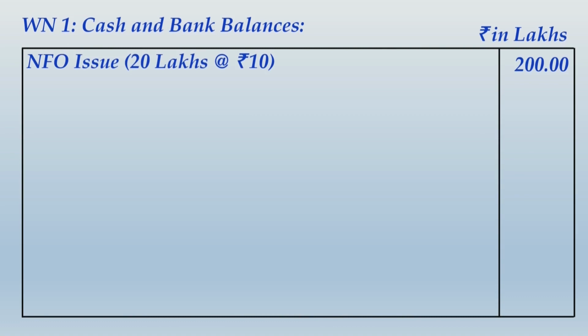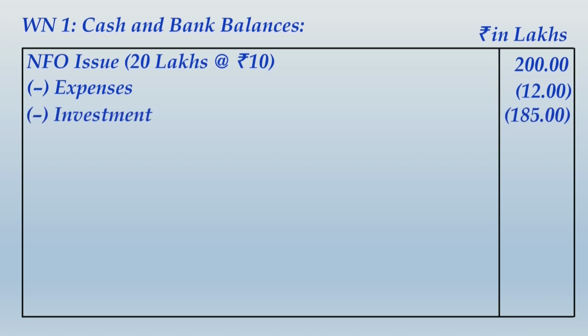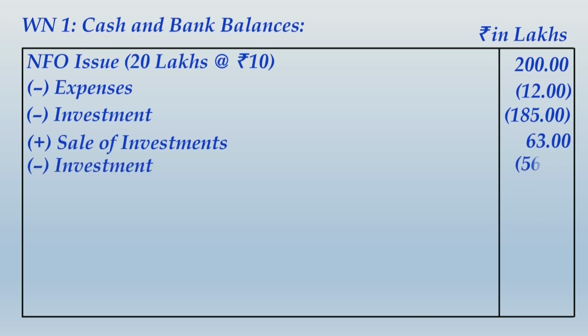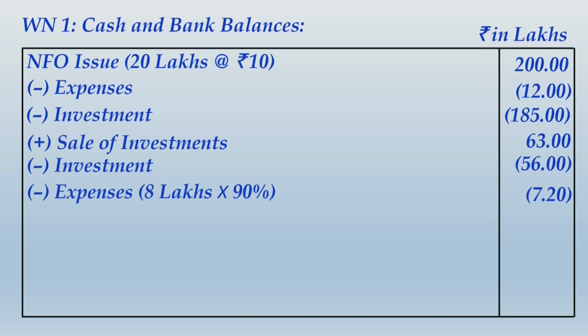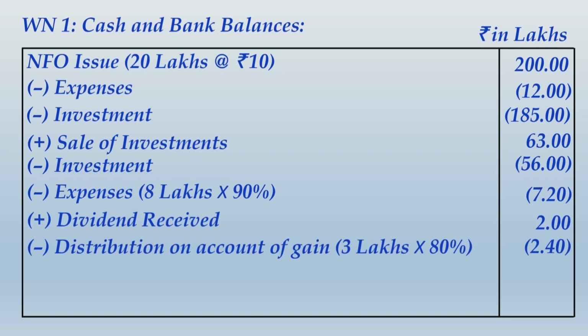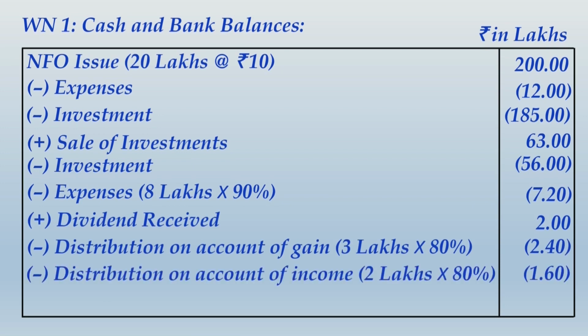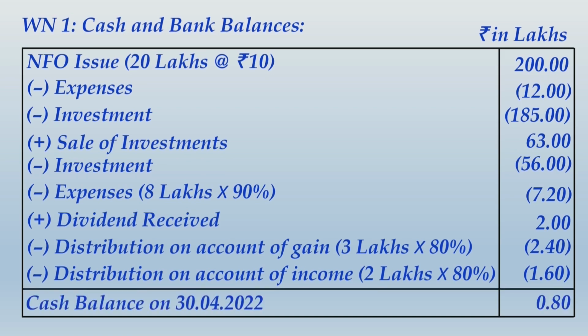you have obtained 200 lakhs. From that you subtract expense, you subtract the investment, you add the sale of investment, you subtract the new investment made during the month, then you subtract the expenses paid, you add the dividend received, and you subtract the distribution made on account of gains as well as distribution made on account of income, and final cash balance will be 0.8 lakhs.